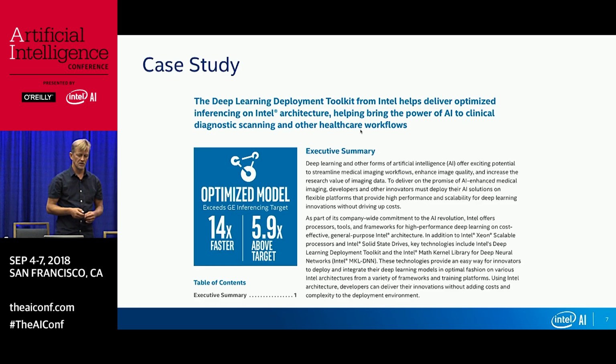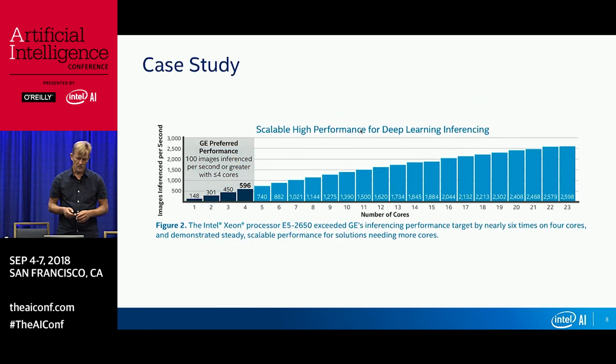we were able to achieve 14 times better performance compared to baseline, just by, as I said, moving from TensorFlow to DLDT. That was close to 6 times more than the customer expected from this topology running on Intel hardware. So the target was 100 images on 4 Broadwell cores. That was the expectation from GE. We were able to achieve, using just a single core, 150 frames per second, while 4 cores provided us close to 600 frames per second.